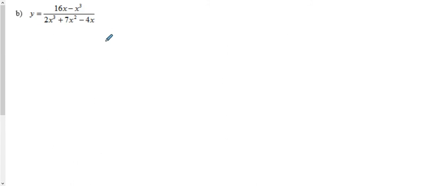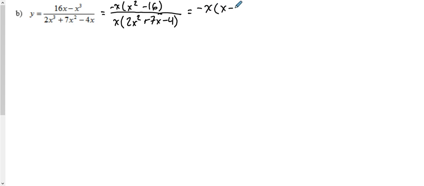Moving on, we have example B here. And again, the very first thing I'm going to do is factor. So this one here up top, I can factor out an x, or actually a negative x, that leaves me with positive x squared minus 16. And in my denominator, I'm going to factor out a positive x, leaving me with 2x squared plus 7x minus 4. In my numerator still, that's called the difference of squares there. So I have negative x multiplied by x minus 4 and then x plus 4.